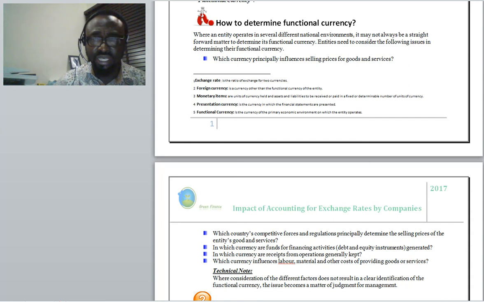How do you obtain your debt? In which currencies are they obtained or granted? On that premise, that would be a basis of determining what your functional currency could be. Also, we look at the currency in which receipts from foreign operations are generally kept.